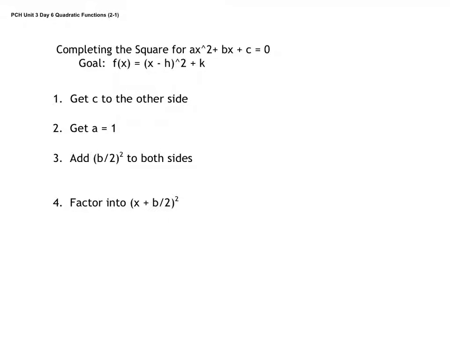The first thing we want to do is get that c to the other side. I'm just going to subtract it from both sides, and I get ax squared plus bx equals negative c. That's pretty easy so far.